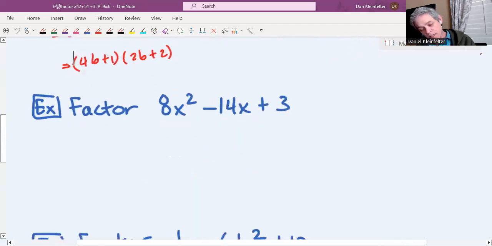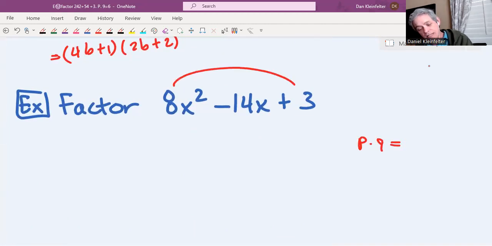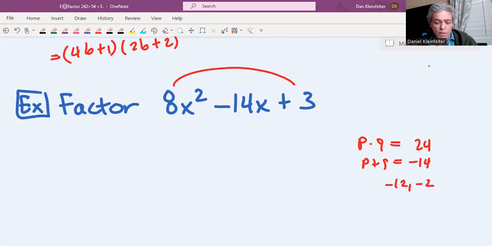Okay, so for this one, we've got 8x squared plus 14x plus 3. We're going to need two numbers that multiply to be the same as 8 times 3, which is 24. And they have to add up to be negative 14. So the product of the two numbers is positive, and the sum is negative. That means we're looking for two negative numbers. 8 and 3, 12 and 2 will do. Negative 12 and negative 2 are our two numbers.